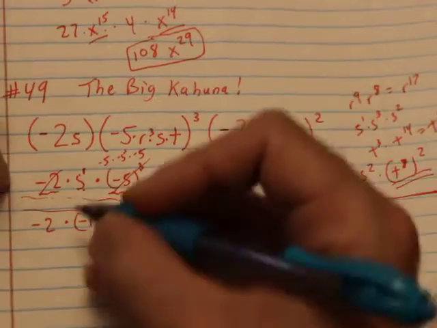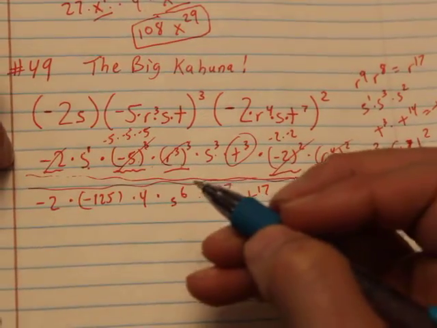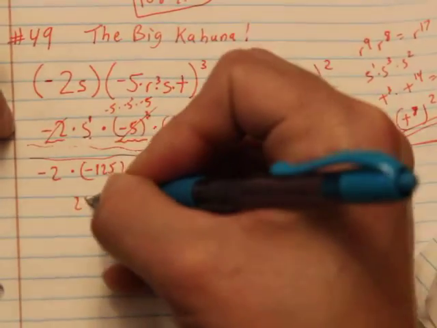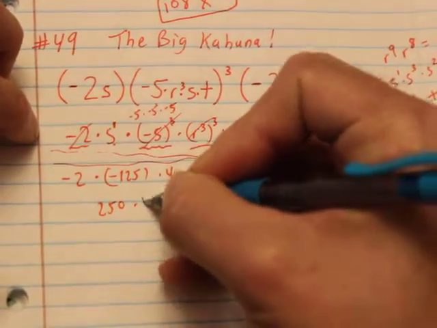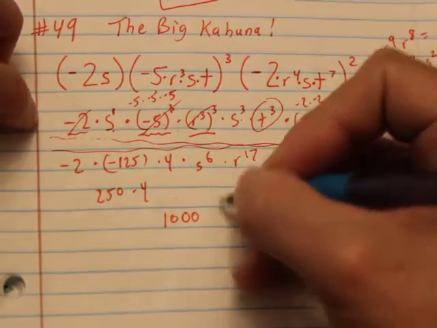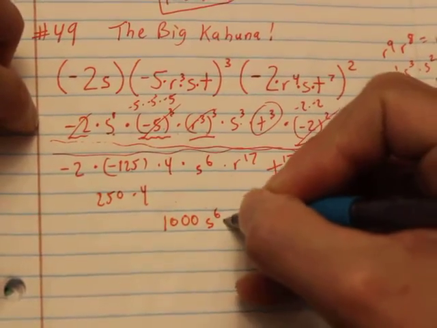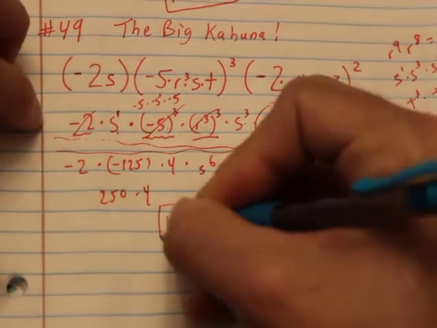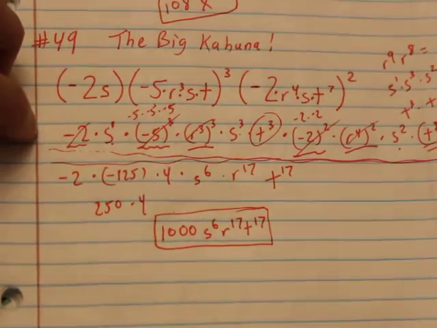Whew, the big kahuna. Negative times negative is positive. 2 times 125 is 250. Times 4, 250 times 4 is 1,000. S to the 6th, r to the 17th, t to the 17th. Thank goodness there was only one of those, right?